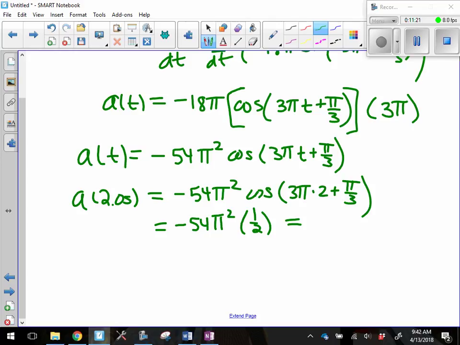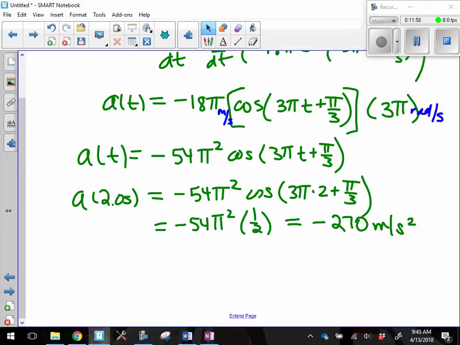Oh, never mind. I forgot to multiply by pi squared. What'd you get, Sari? Okay, well, it should be negative. And we've only got 2 sig figs, so let's round that. And remember, this is acceleration, so it's meters per second squared. And again, my 18 over here had units of meters per second. And when I took the derivative of what's inside, my 3 pi had units of radians per second.